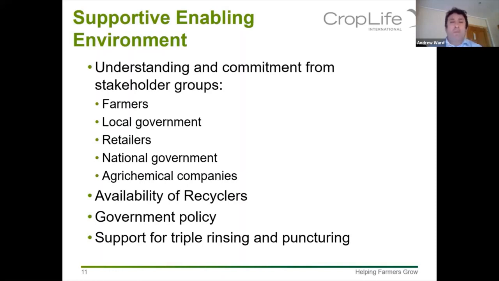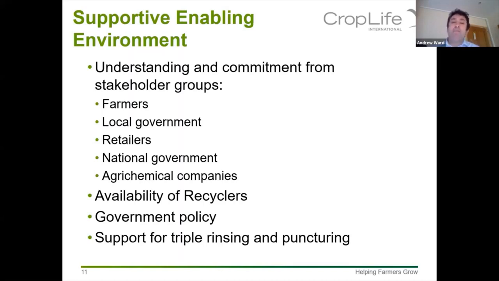I should just go back to that farmer issue and the triple rinsing. One of the strategies that's used to encourage farmers to triple rinse is that if they pour the rinsate, after they've rinsed the container, back into their sprayer, then they're getting the maximum value from the product that was in the container in the first place. So we try to appeal to the farmers' economic sense to encourage triple rinsing.